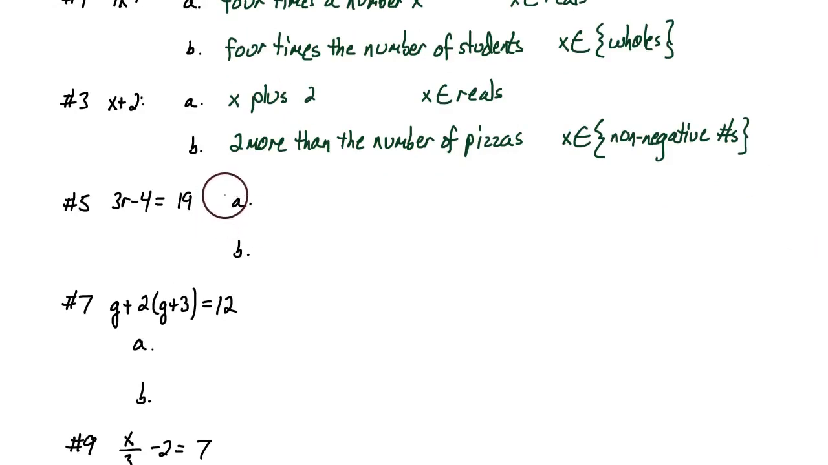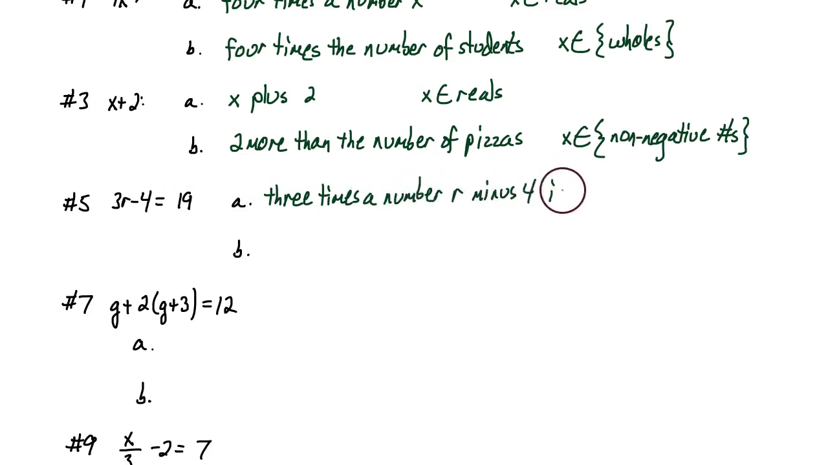Number 5, for our first interpretation, let's just say out in words all of these symbols. 3 times a number r, minus 4 is equal to 19. Because there's no real object associated with the number r, a suitable domain for r is that it could be any of the real numbers.